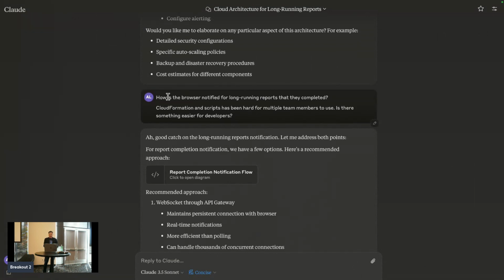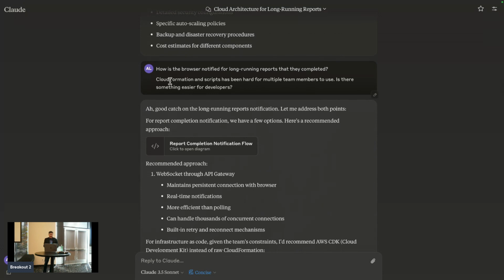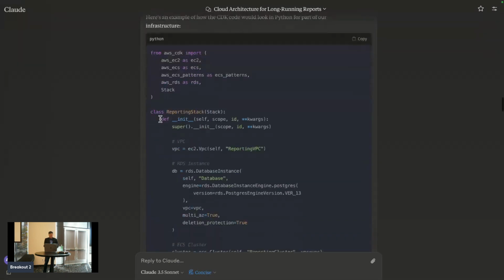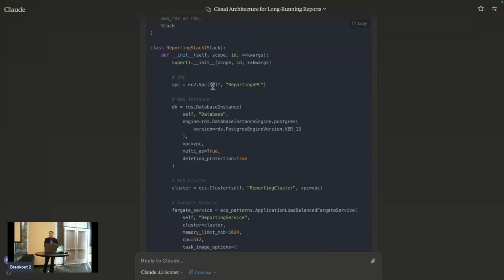I ask a follow-up, like, how is the browser notified for long-running reports? CloudFormation's hard for us. Is there something easier? And it goes and talks about, okay, let's do this with WebSockets. It even starts writing code, even though I told it not to. Sometimes these things don't listen.